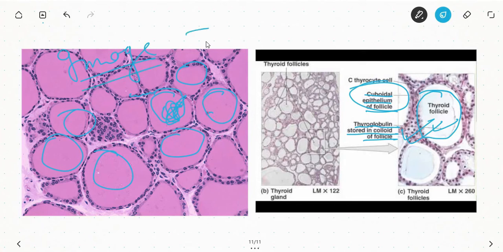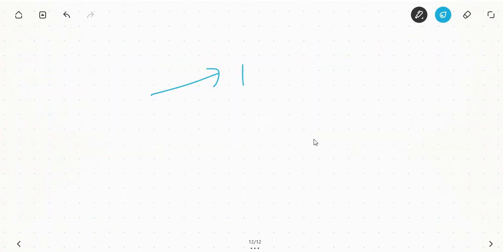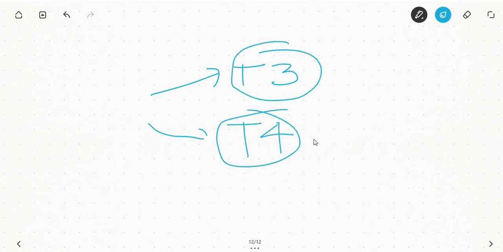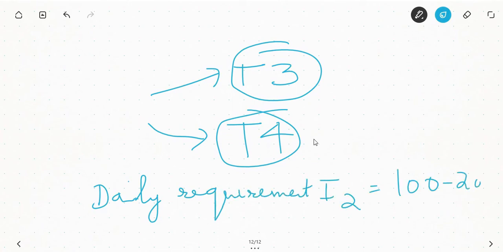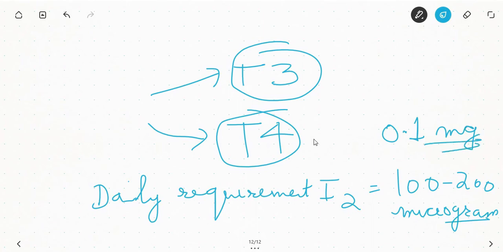So this is important for your image-based exam questions. If this question comes, identify this: it is the histology of the thyroid gland. What are the hormones that are secreted by the thyroid gland? They are triiodothyronine and thyroxine. The daily requirement of iodine per day, remember for your exam, is 100 to 200 microgram or 0.1 milligram.